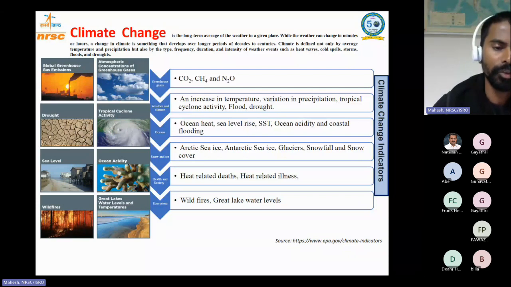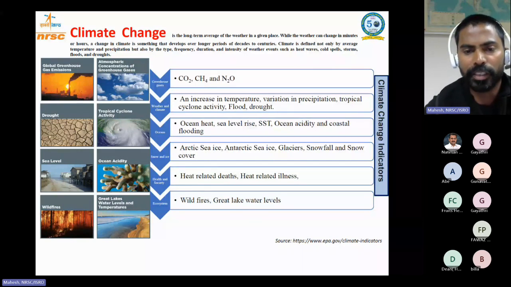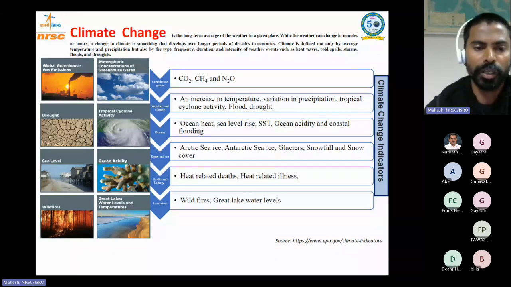So 25% of the CO2 is absorbed by the ocean, but oceans also get saturated at a certain point, because of this chemical conversion process, where carbon dioxide is converted into carbonic acid. So slowly the ocean starts getting saturated, which will lead to the acidification of the ocean, and that leads to a negative impact on the marine ecosystem. And these are all adverse effects of climate change, and these are the indicators to see whether climate change is really happening or not.